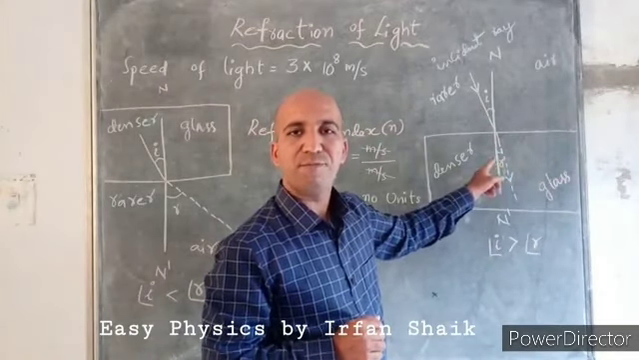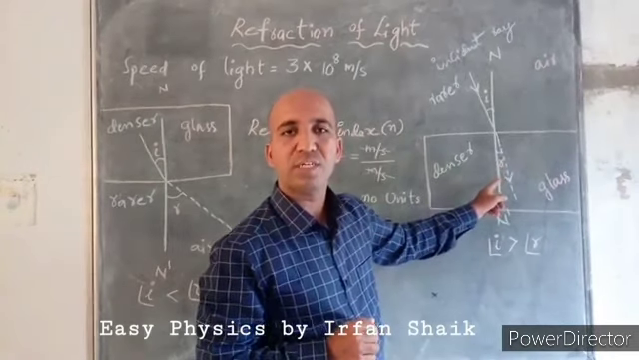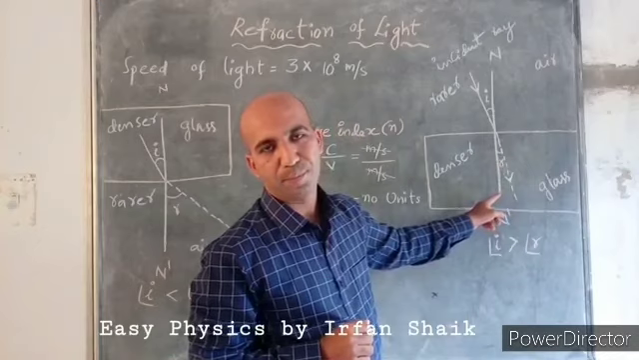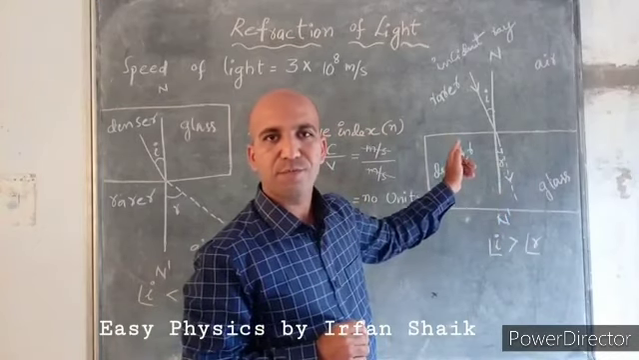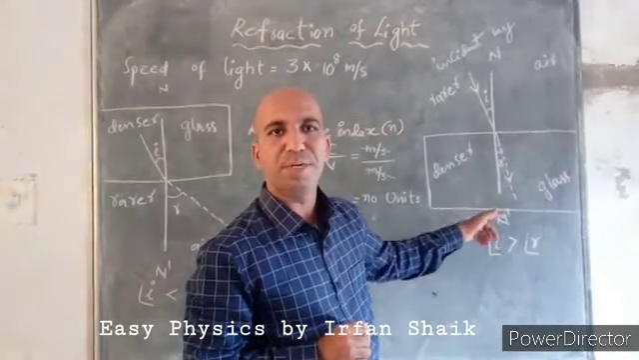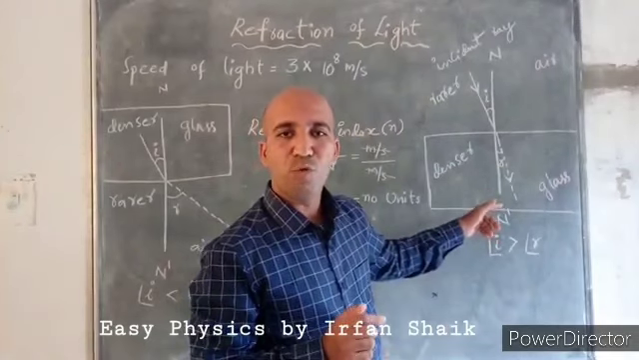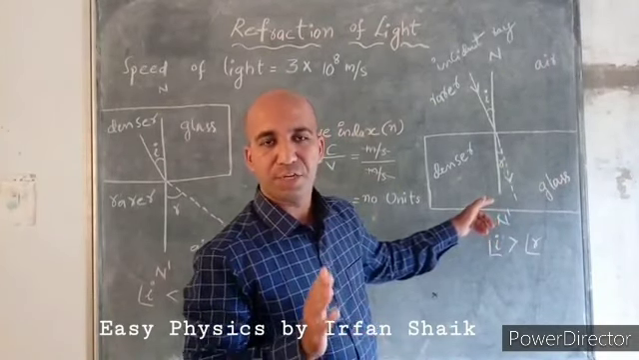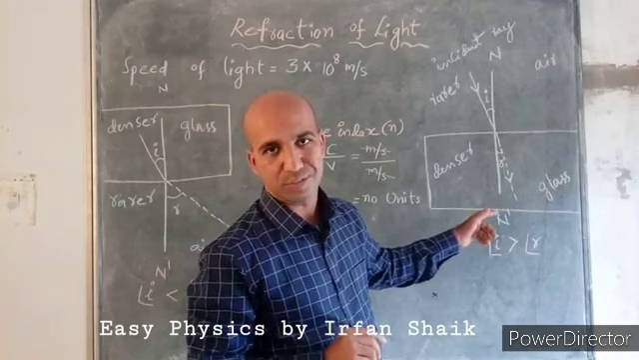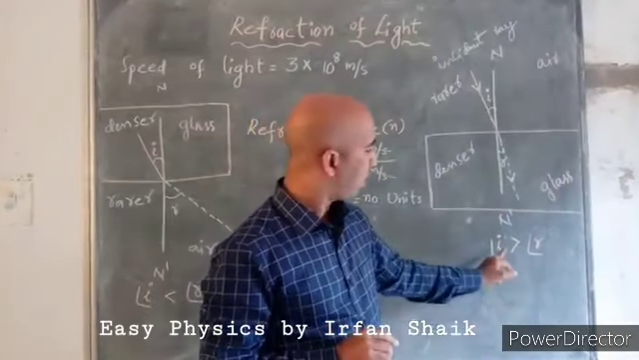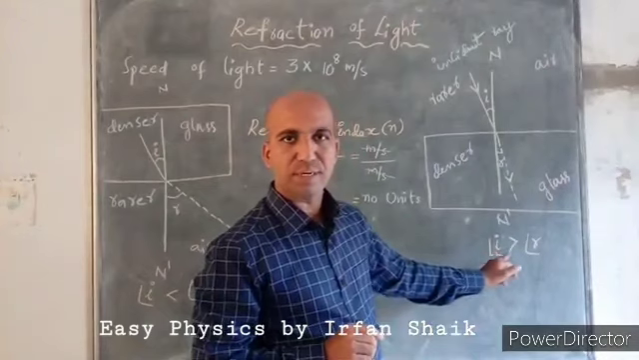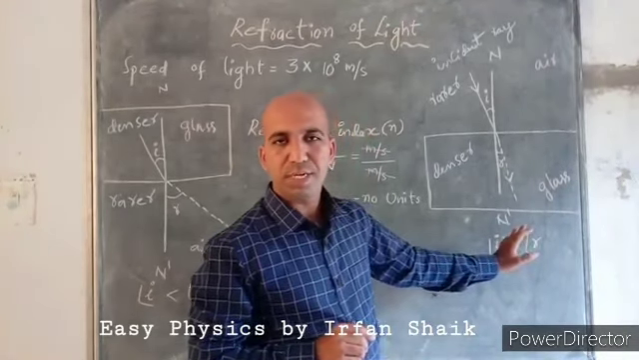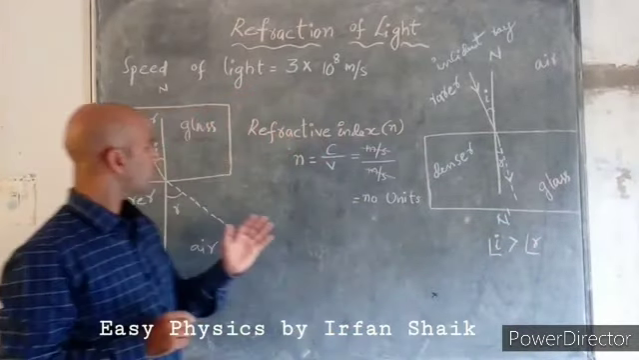That means the refracted ray bends towards the normal line. When a light ray passing from rarer medium to denser medium, it bends towards the normal line. That's why the angle of refraction decreases than the angle of incidence. So in this case, the angle of incidence is always greater than angle of refraction. Let us take another case.